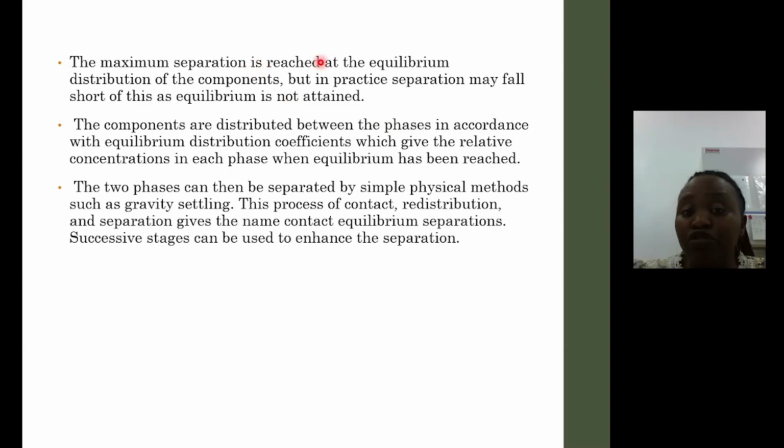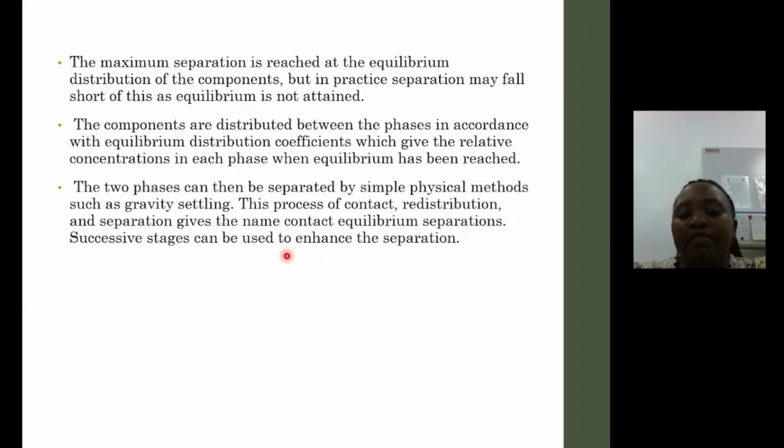The maximum separation is then reached at the equilibrium distribution of the components, but in practice, separation may fall short of this, equilibrium having not been attained. The components are distributed between the phases in accordance with the equilibrium distribution coefficients, which give the relative concentrations in each phase when equilibrium has been reached. The two phases can then be separated by simple physical methods such as gravity settling. This process of contact, distribution, and separation gives the name contact equilibrium separations.